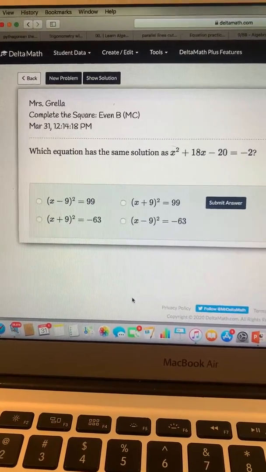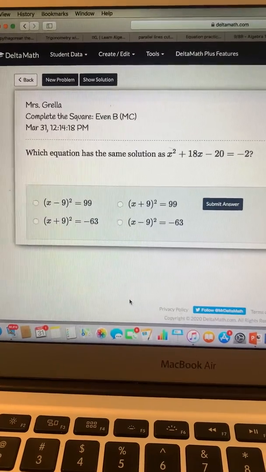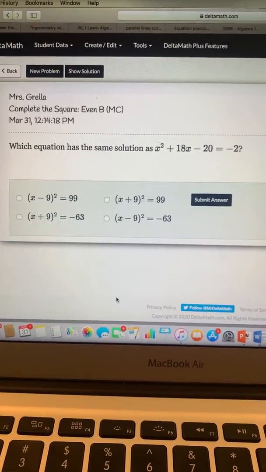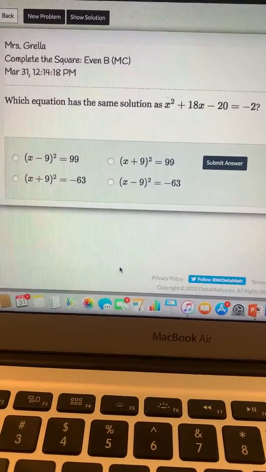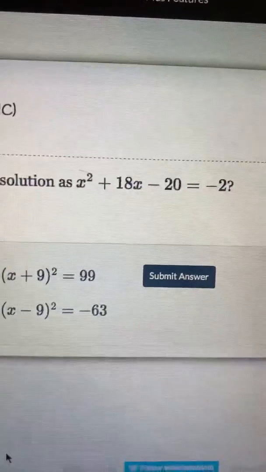So if we follow the steps of completing the square and we see which equation comes up as an intermediate step, we will know what the answer would be that has the same solution. So what I'm going to do is copy down the example here, this one here. I'm going to copy that down, and I'm going to go through the steps with you, and then we'll realize that we don't even have to solve for x. We will eventually see which equation is equivalent and has the same solution.